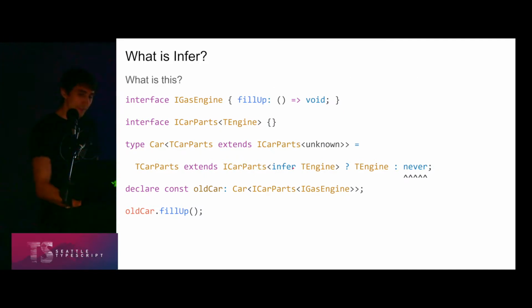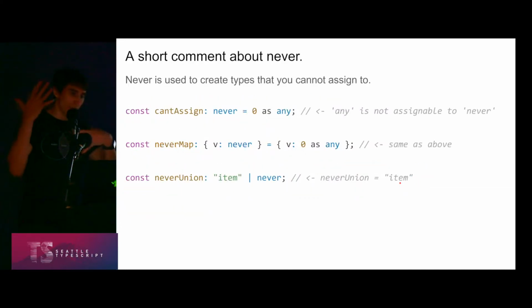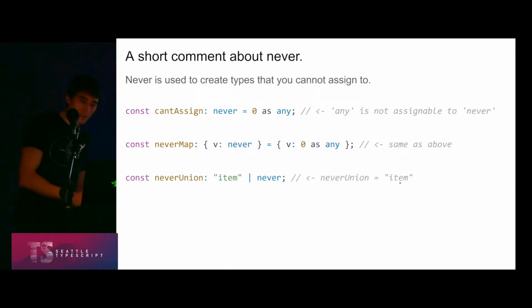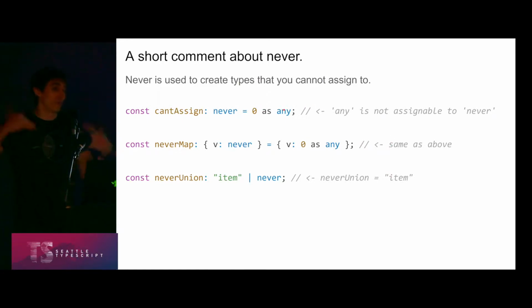Also released with these features was this never keyword. So let's go into what that is. Never just lets you create types that you can't assign to. It's useful for creating invalid cases. So if we took a 0 and cast it to any, you can't assign it. Even though you could supposedly assign any to anything, it will not let you assign it to never. If any is a member, it also can't be assigned to a never that's a member.